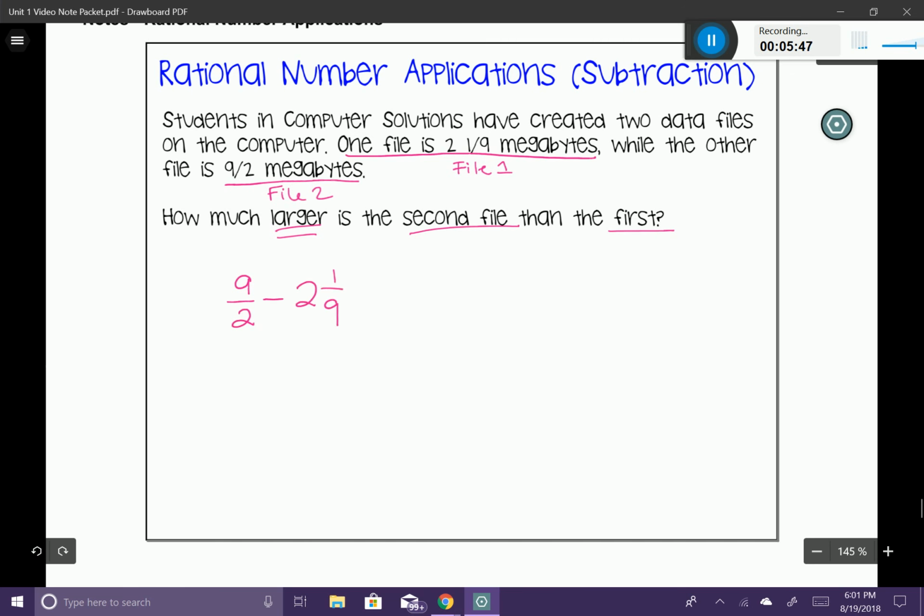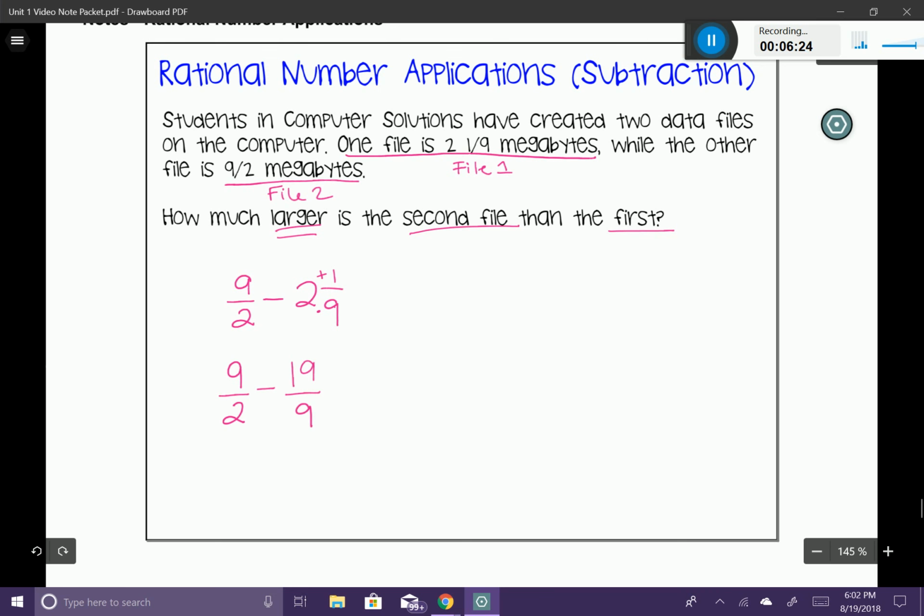And the reason I subtracted the 2 1/9 from the 9/2 is because I'm trying to figure out how much larger the second one is than the first. And that's the operation of subtraction. We're trying to find the difference between the two. So again, just reviewing our mixed numbers, we want to turn that into an improper fraction. So I'm going to keep 9/2 exactly the same, and I'm going to work with the second one. So 9 times 2 will give us 18, plus 1 will give us 19. So I have 19 over 9.